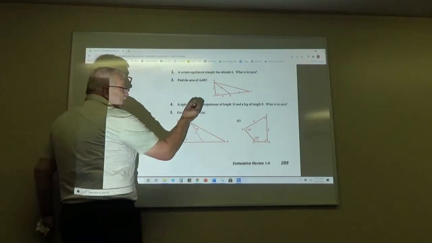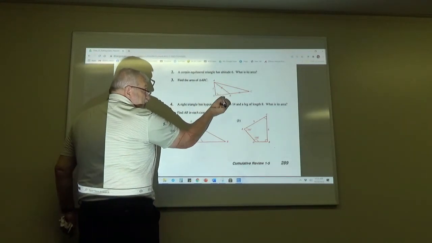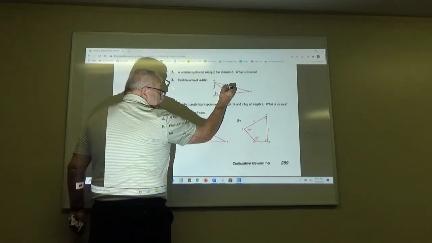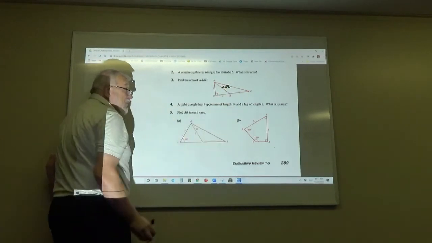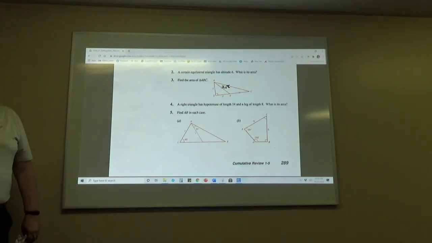All right, this is a right triangle here, right? So if this is 2, this is 2, then this is 2 times square root of 2. Agree? That's an isosceles right triangle.